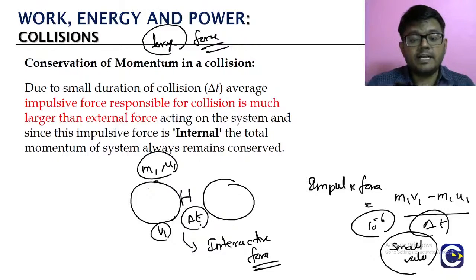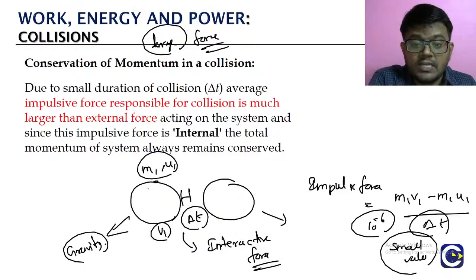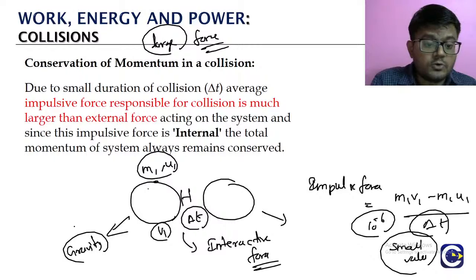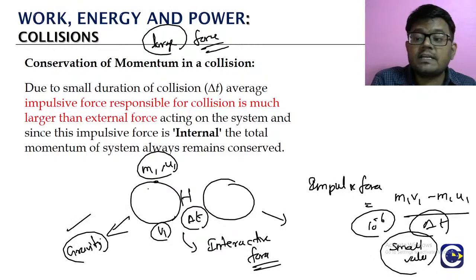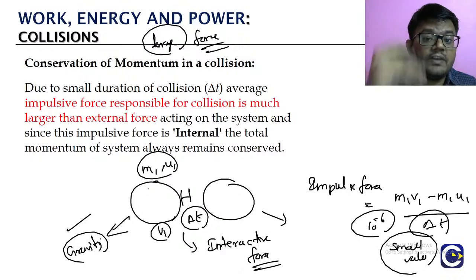When you look at the collision, there may be some external forces acting, like gravity and so on. There may be some external forces acting on the objects. But these external forces will be very small in comparison to these interaction forces. The interaction force magnitude will be very high.